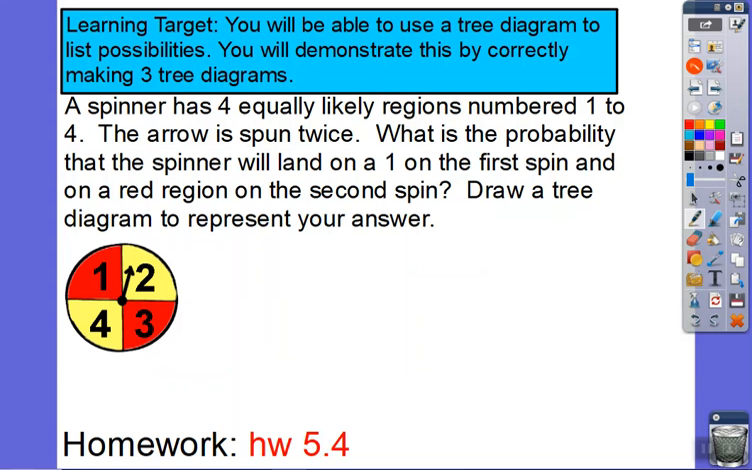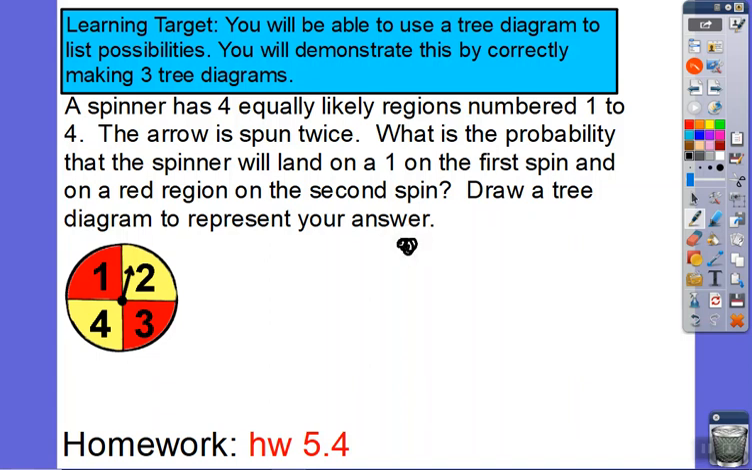Okay, our last one, we have this spinner with 4 sections. 2 sections are red, 2 sections are a lighter color. A spinner has 4 equally likely regions numbered 1 through 4, and it is spun twice. What's the probability that the spinner will land on a 1 on the first spin and on a red region on the second spin? So we're drawing a tree diagram to show those possibilities, starting with the dot at the top.